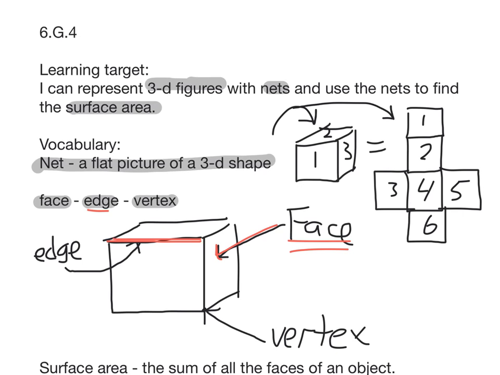So this shape has 1, 2, 3. There's another edge you can't see back in the back here. 4, 5, 6, 7, 8, 9, 10, 11. It has 12 edges. Okay. A vertex is a corner. It's where all of the faces and edges come together.